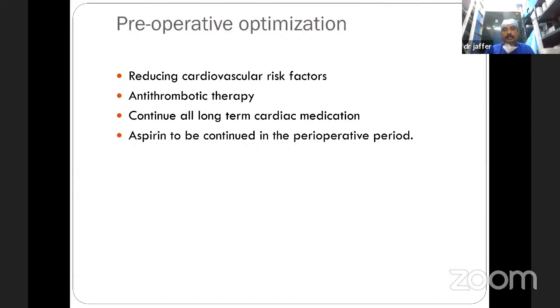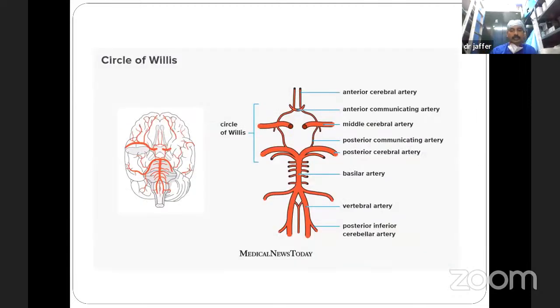But if the patient is continued on dual antiplatelet therapy, in the postoperative period also he has to be continued on the dual antiplatelet therapy. Usually in our institute, we have a neurophysician opinion before we take up the patient, and based on their decision, we follow the premedications. As usual, continue all the long-term medications, and dual antiplatelets, especially clopidogrel, should be stopped 5 days before the surgery, but aspirin, low-dose 75 mg, can be continued.